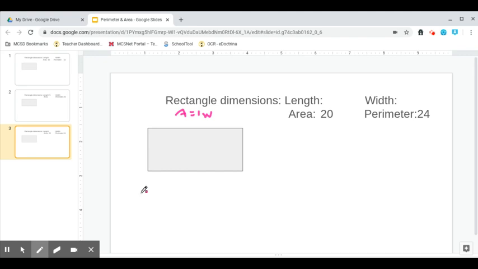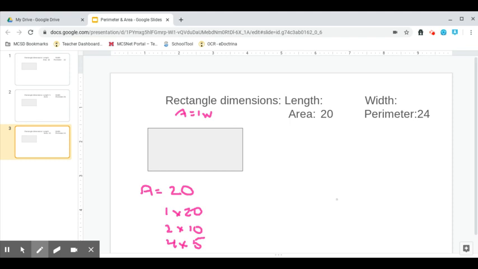So I have area equals 20. I'm going to use that to find out all the different ways I can have 20. 1 times 20, 2 times 10, or 4 times 5. Those are the only possible ways I can get an area of 20.